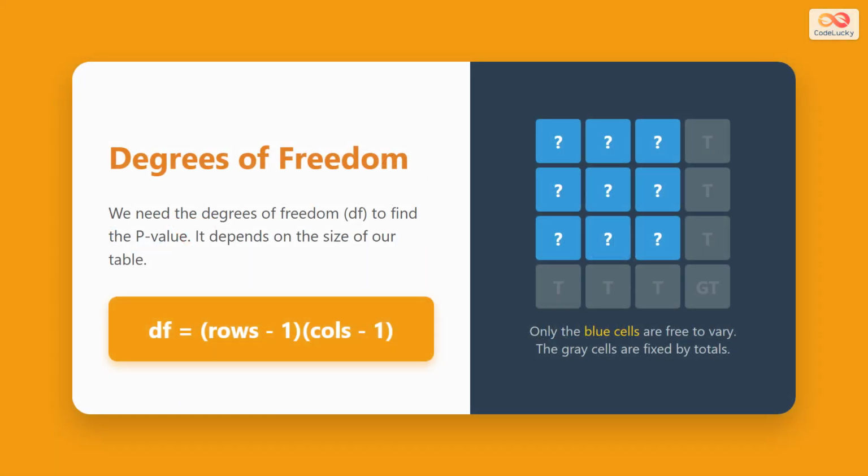To interpret our chi-square statistic, we need the degrees of freedom. For a test of homogeneity, the degrees of freedom are calculated as the number of rows minus 1, multiplied by the number of columns minus 1. This reflects how many cells in the table are free to vary once the totals are fixed.